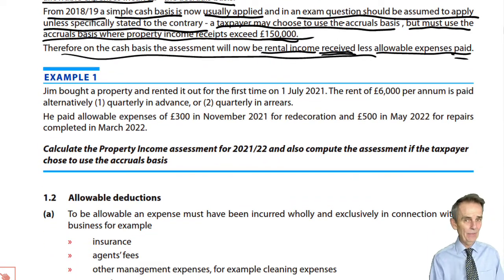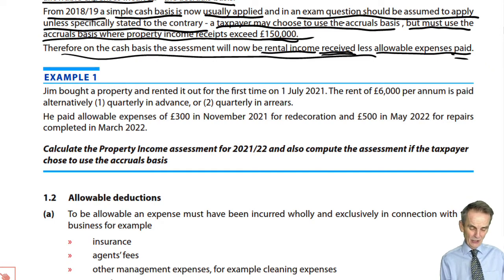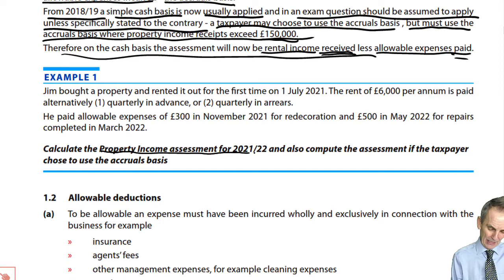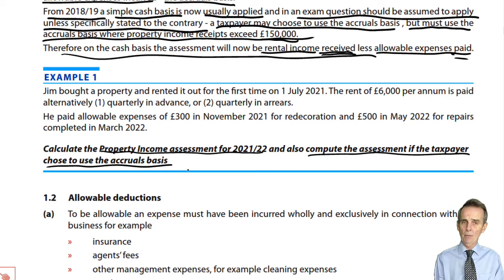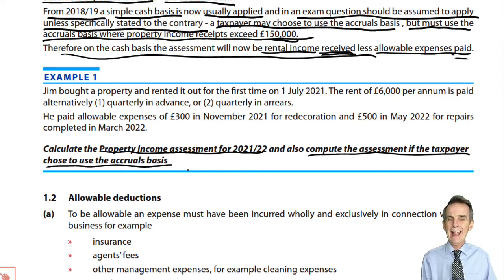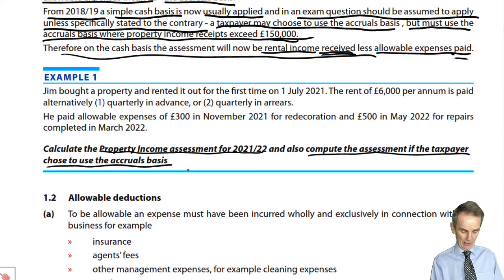That means, as ever, you have to read the question carefully to see exactly when any rental income was received, as compared to when it may have been due, and compared to the period to which it relates. And we'll see that in example one here, such that we're going to calculate the property income assessment for our 21-22 tax year and also compute the assessment if the taxpayer chose to use the accruals basis. So we look at the cash basis first of all, then just to make sure we don't have a problem with it, and thereafter we'll leave it alone, we'll just show what the result would have been had the taxpayer chosen to use the accruals basis.